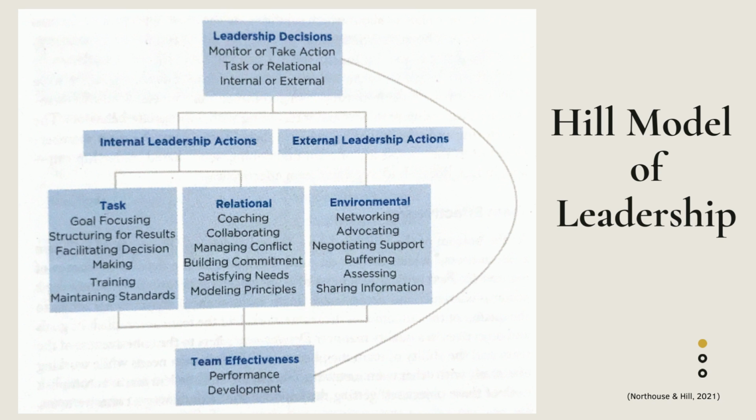So, I wanted to put this slide of the Hill model back in here. Now that we've talked about all three of those different components, leadership decisions, actions, and then the task, relational, or environmental issues, hopefully we can understand now how these things are all related. So, the leadership decisions trickle down into their actions, and then those actions help foster better team effectiveness and performance. And we'll talk a little bit about team effectiveness now.